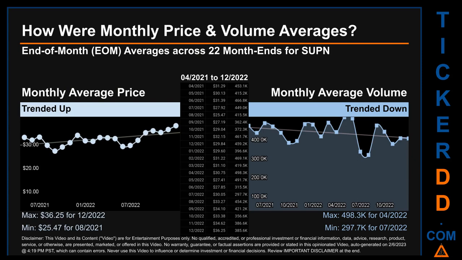The maximum end-of-month average price was $36.25 for 12/2020, while the minimum was $25.47 for 08/2021. Looking at volume, 04/2022 and 07/2022 respectively saw the highest and lowest monthly average volume at 498.3 thousand and 297.7 thousand.